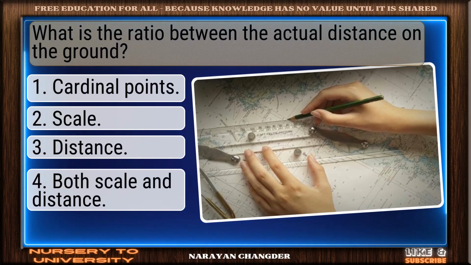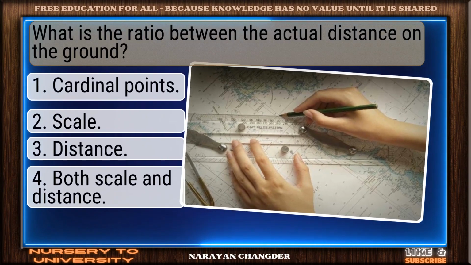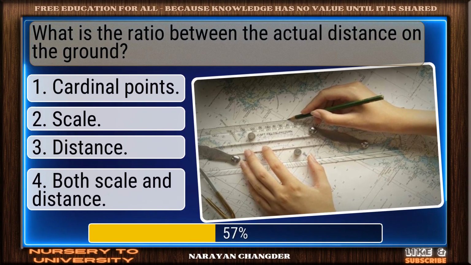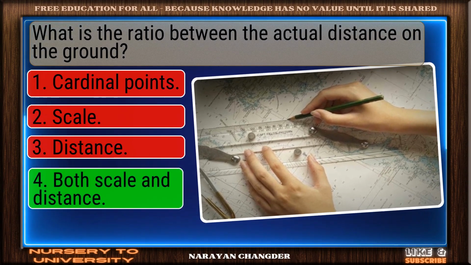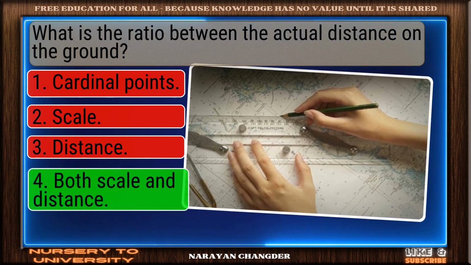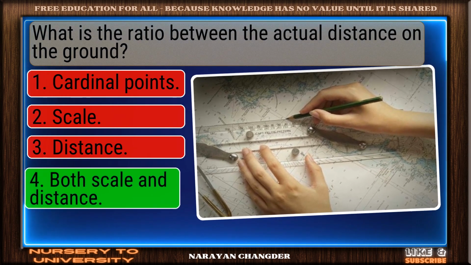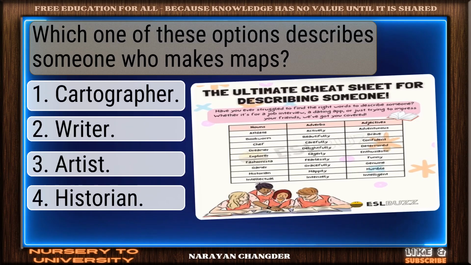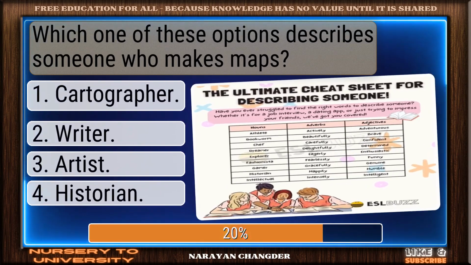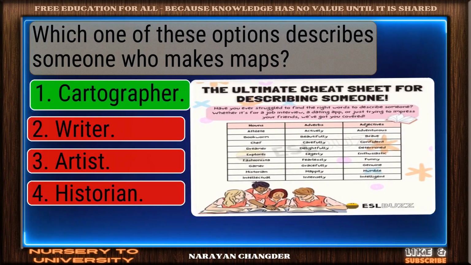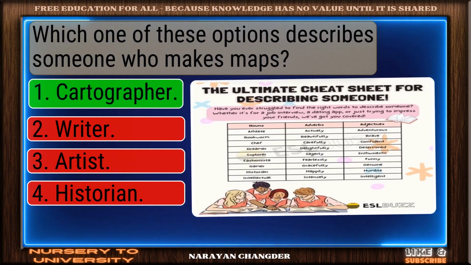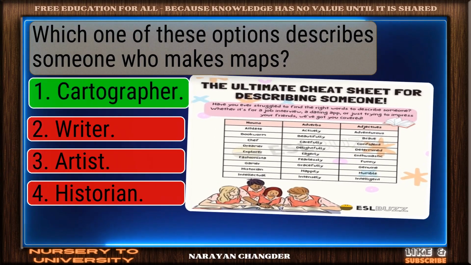What is the ratio between the actual distance on the ground? Correct. Both scale and distance is the right answer. Which one of these options describes someone who makes maps? Nice work. You chose cartographer, and it is correct.